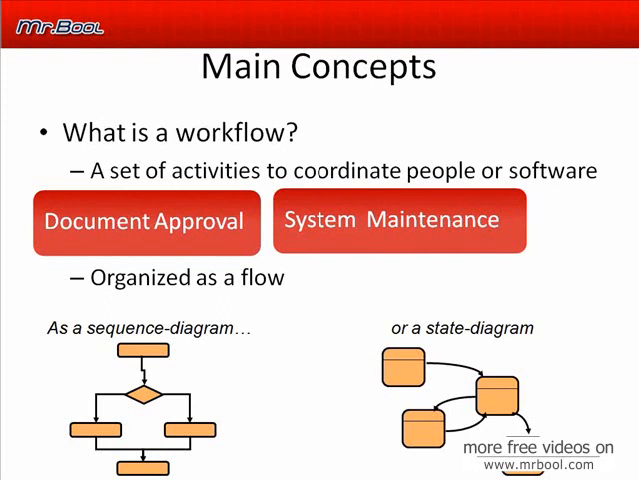And all these activities are organized as a flow. In Workflow Foundation we have two kinds of flows. The sequence diagram is the most common, as in the picture. You have a sequence of activities, and you know what's going to be executed in your flow. And you have the state diagram. It's another kind of workflow we can create. We have a set of states, and you define the transitions between states.